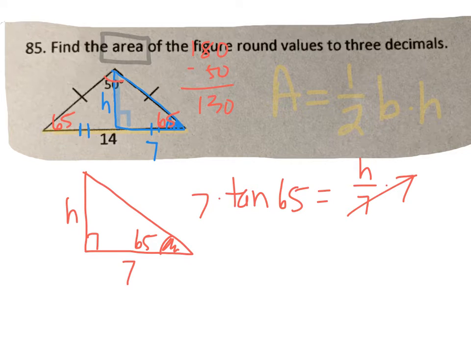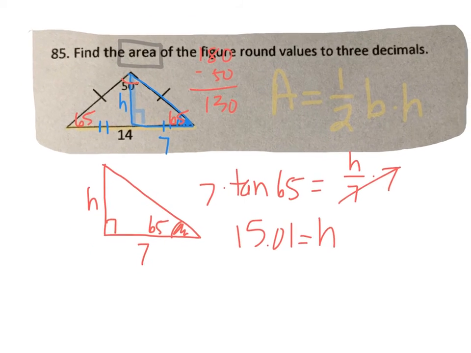Let me turn my calculator back on because it has powered off and do this calculation. 7 times the tangent of 65 is 15.01. So that's good. That gives me my height.